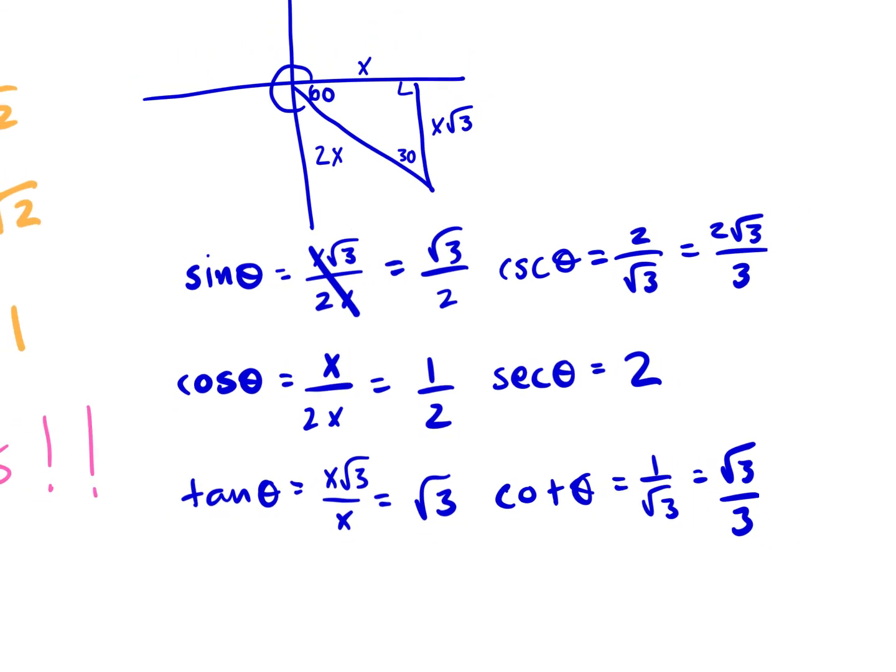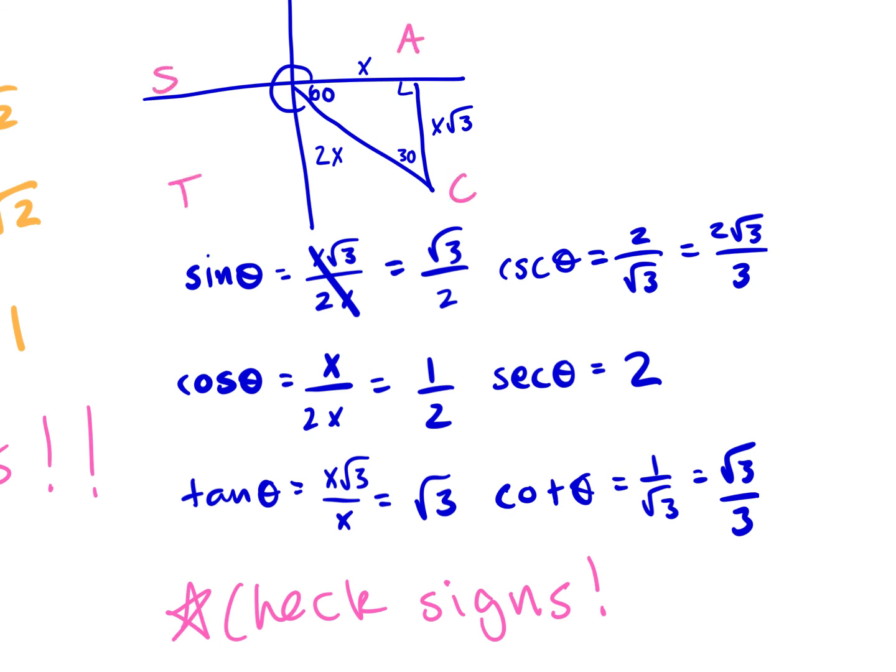Last thing we have to do is what? Check the signs. So I have all students take calculus. What is positive in the fourth quadrant? Cosine and secant. So these are the only two positive ones, so I have to make everything else negative. So negative square root 3 over 2, negative 2 square root 3 over 3. Cosine and secant stay positive, so then negative square root 3 and negative square root 3 over 3. So always check your signs at the end, or you could do it during. It is fine.